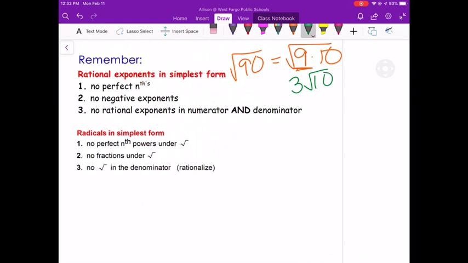You can't have negative exponents. If it's in simplest form, they do need to be made positive. And no rational exponents in the numerator and denominator. So no fractions, no rational exponents in numerator and denominator. I think that's more for the denominator. No radicals in the denominator. Maybe we want you to leave it back in rational form. Double check what I wanted you to come up with there.